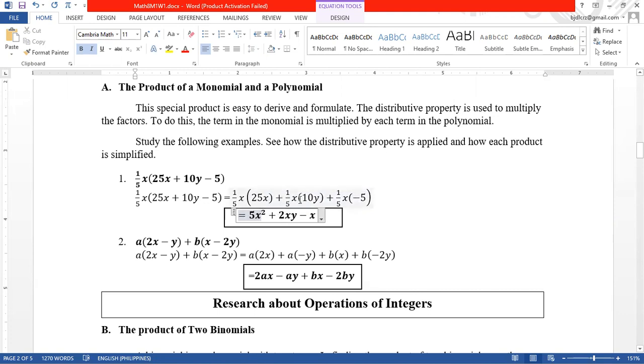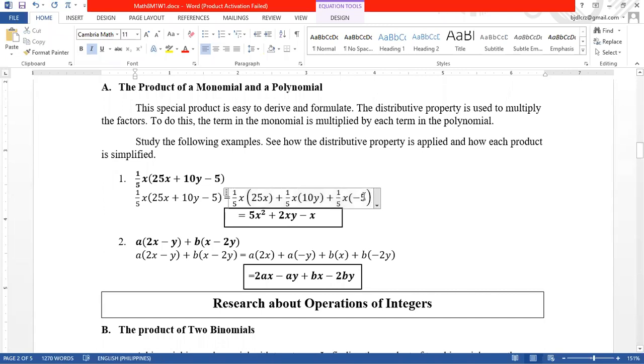So next, 1 over 5x multiplied to 10y. So 10 times 1 is equal to 10, divided by 5 is 2. Then multiply x and y. So we have here 2xy. The last one is 1 over 5x multiplied to negative 5.